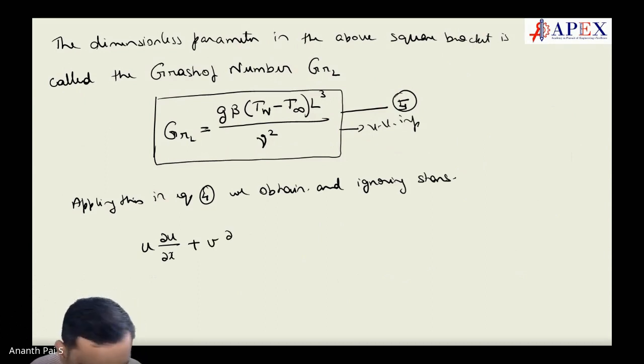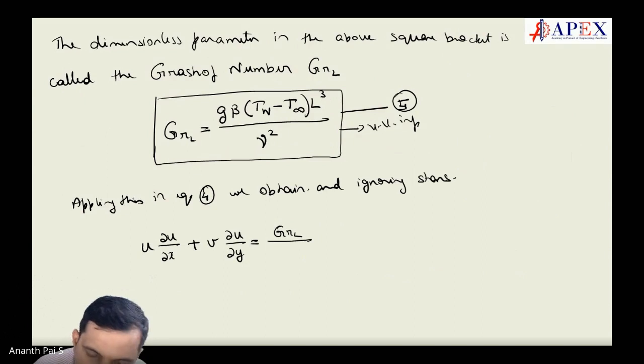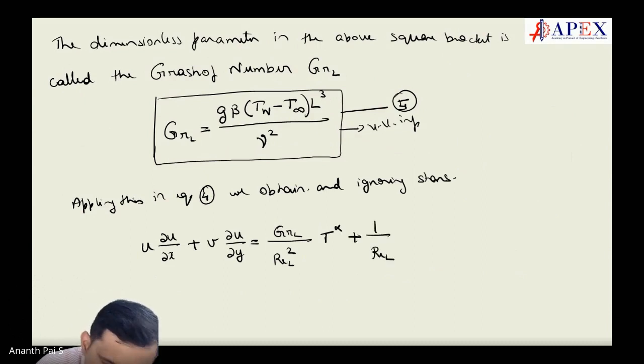So whether it is Shah Rukh Khan or Aamir Khan, we ignore them. This can be written as GR_L by RE_L square into T star plus 1 by RE_L into ∂²U by ∂Y star square.